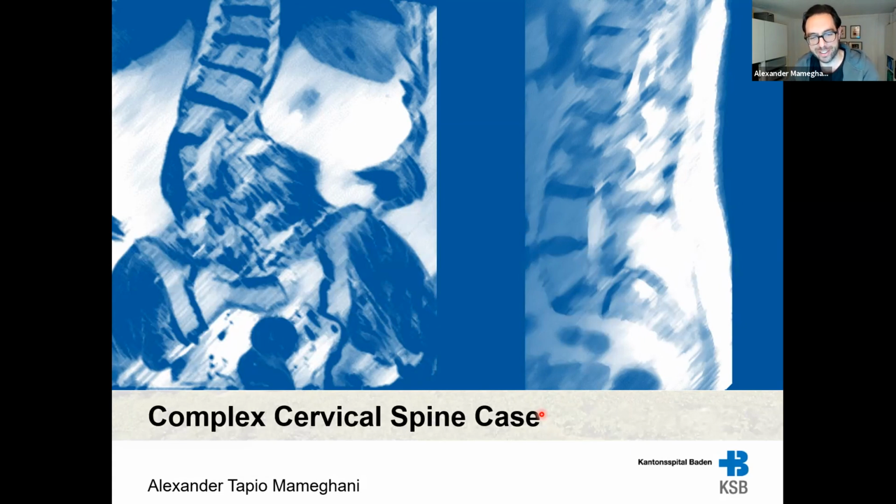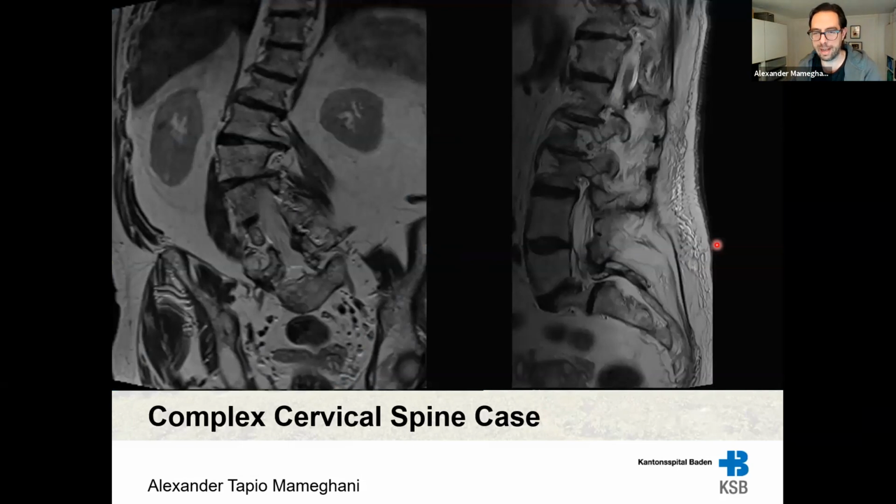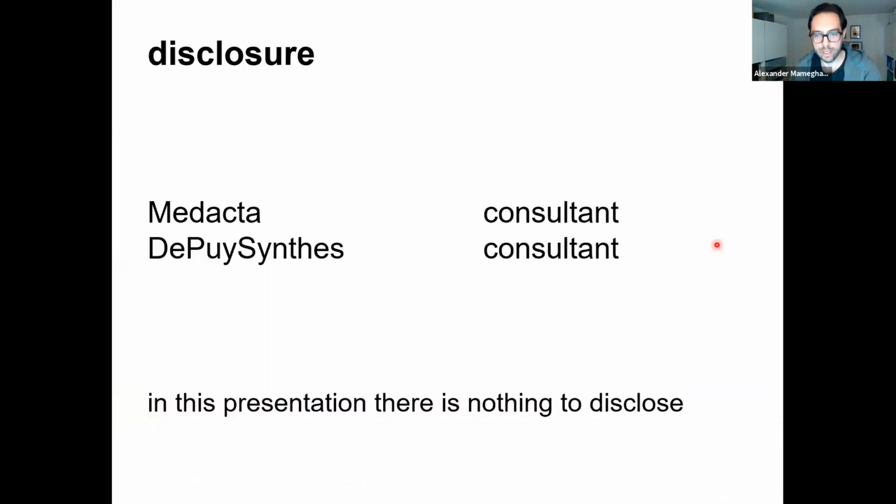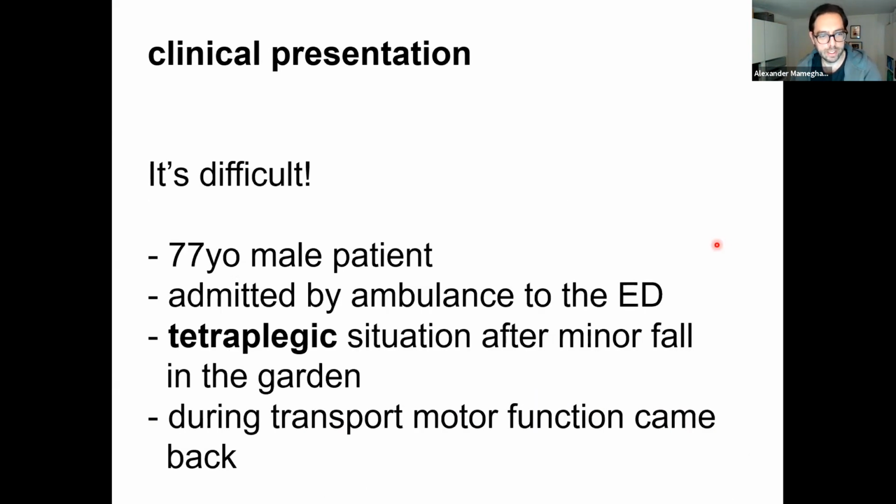Thank you for giving me the opportunity to show my complex cervical spine case. I'm an orthopedic surgeon here in Switzerland, and I want to show you a case I operated on 5 years ago. I always start with this blue slide. If I go to the next slide, you will see this is a lumbar spine. This is the same patient, his lumbar spine, just to give you an appetite. I have nothing to disclose for this case. Also, I'm a consultant for these two companies.